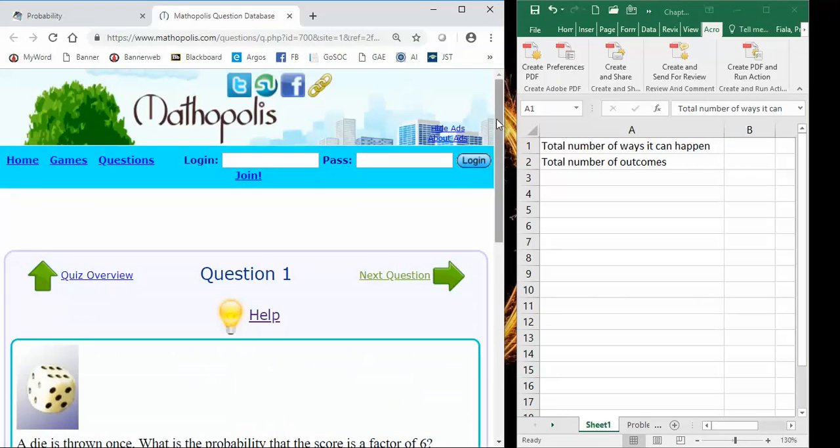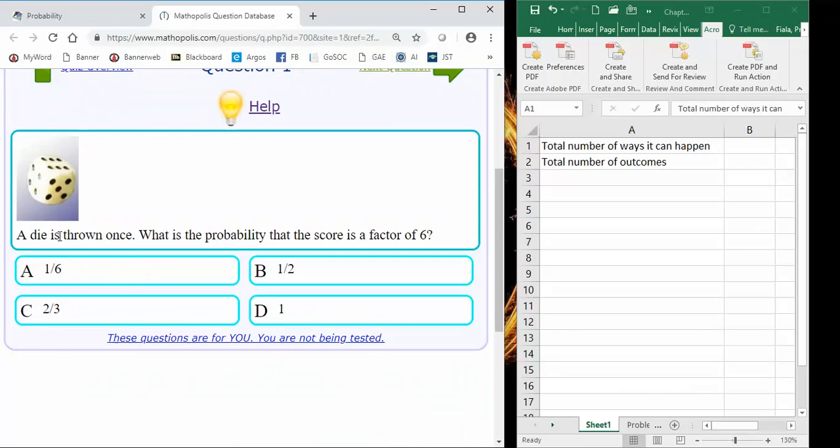Question one. Oh, here it is. A die is thrown once. What is the probability that the score is a factor of 6? Okay, so first of all, we know that a die has 6 sides. You can get anything from 1 to 6, right? And factors of 6 are numbers we can divide. We can divide 6 by 1, 6 by 2, 6 by 3, 6 by 4, no, 6 by 5, no, and 6 by 6.